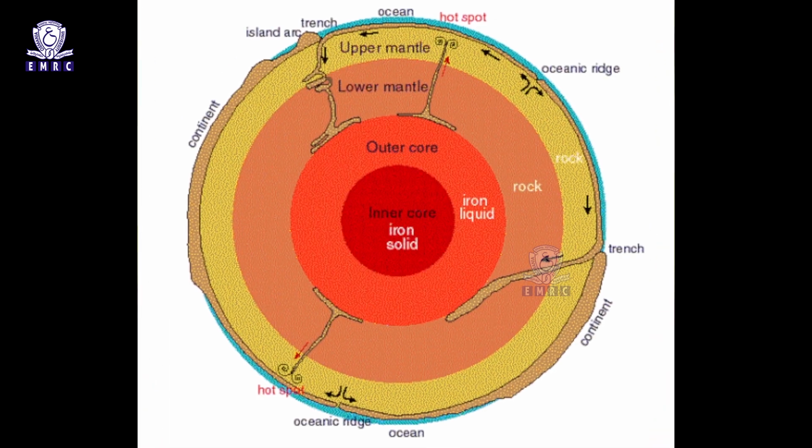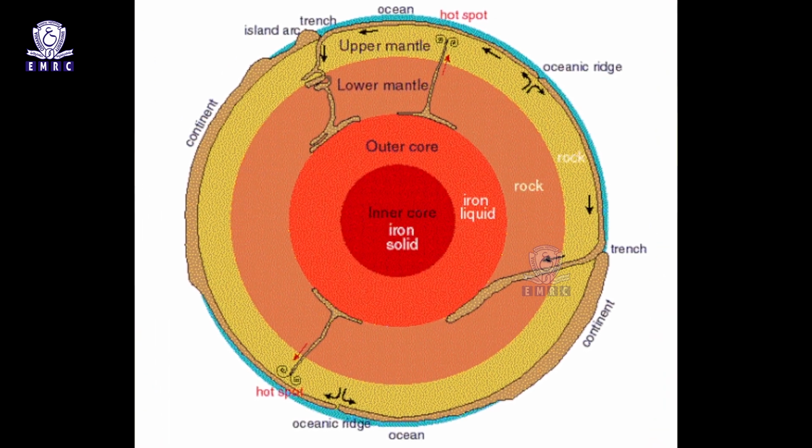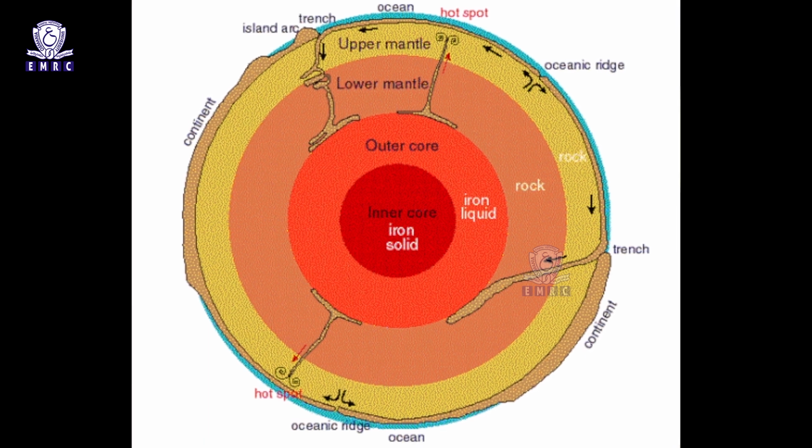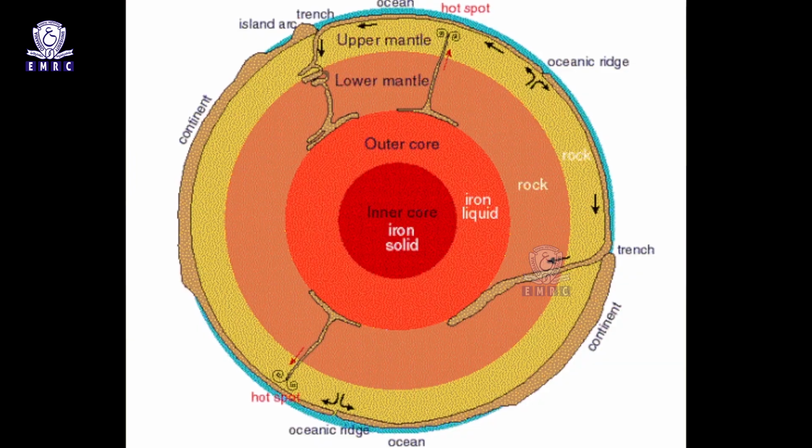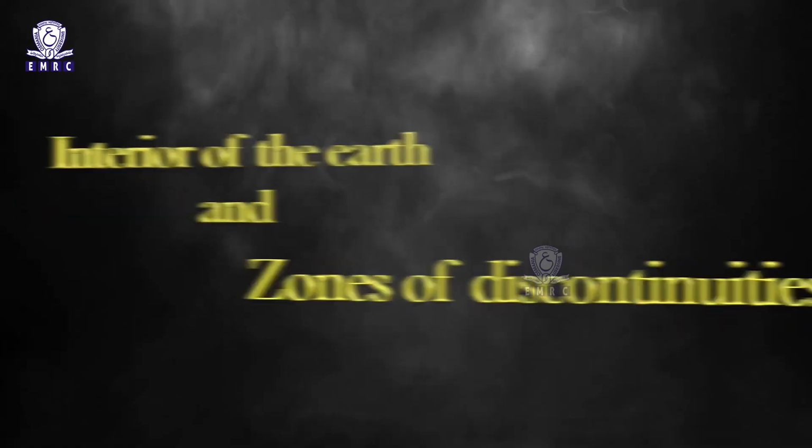The core is made up of heavy material mostly constituted by nickel and iron. It is sometimes referred to as Nife. To sum up, the velocities of P waves and S waves through the earth indicate that the earth has a solid inner core, a thick mantle, a soft asthenosphere and a rigid lithosphere.